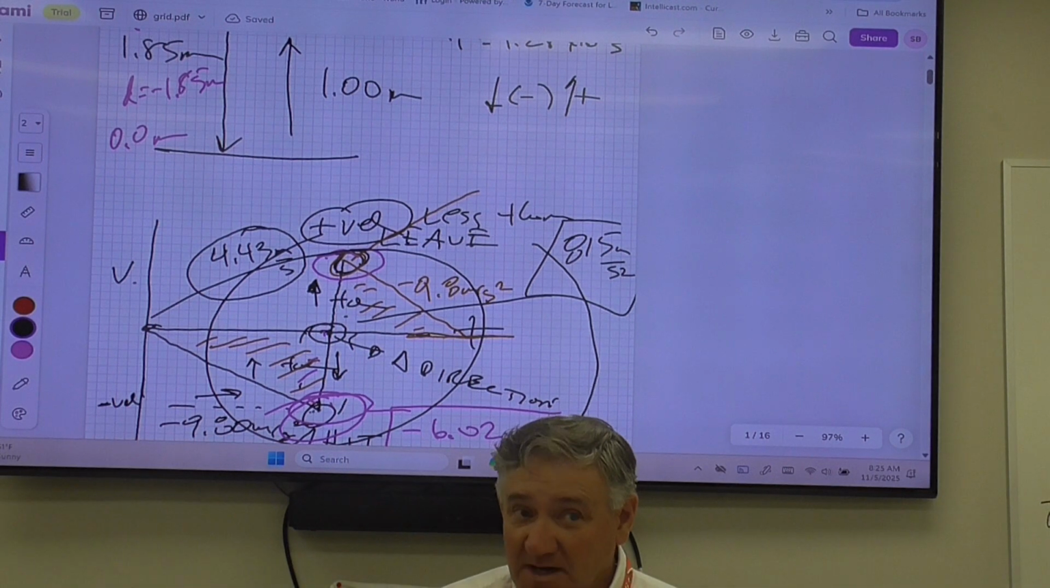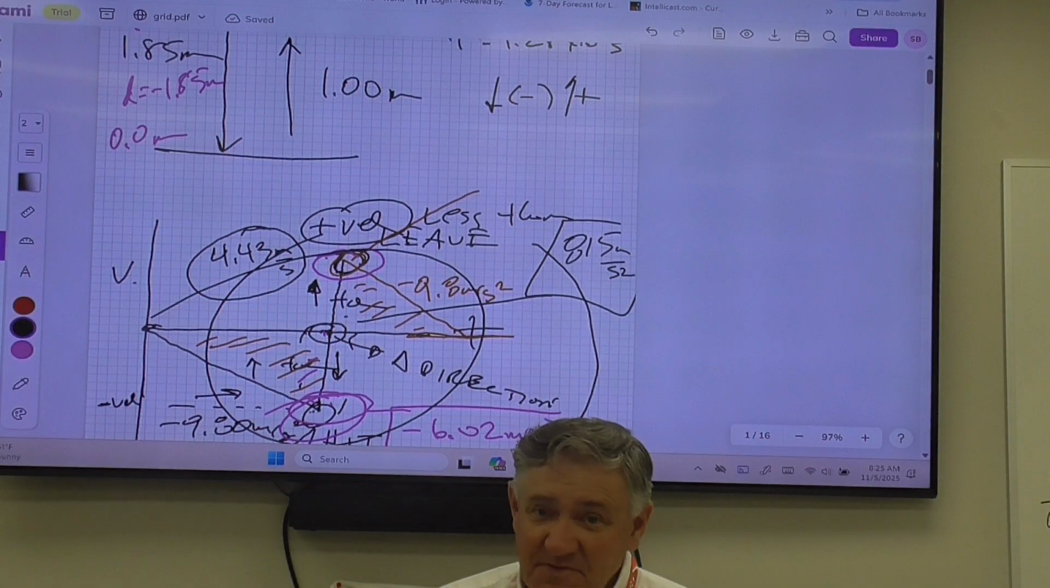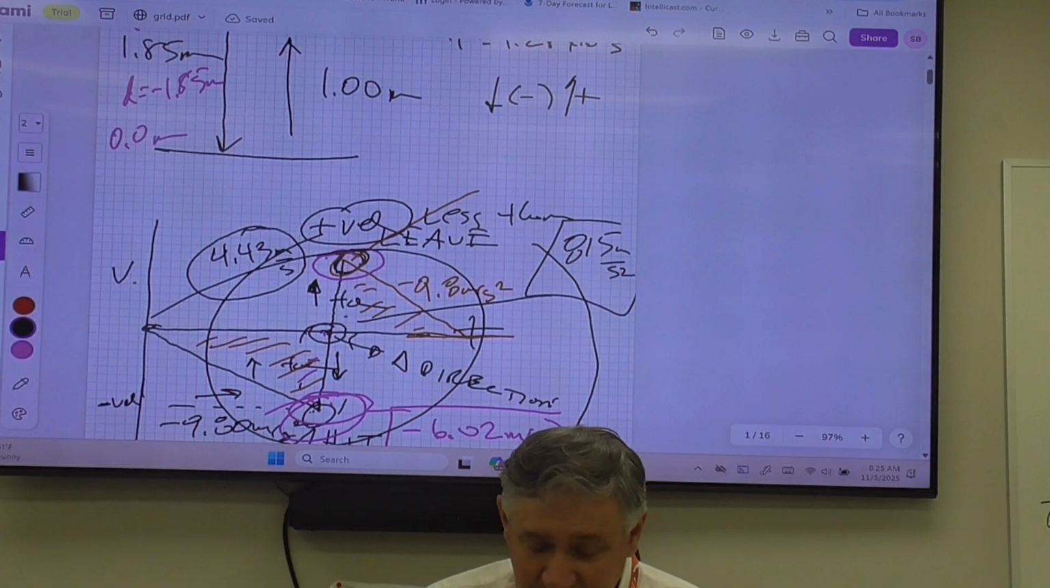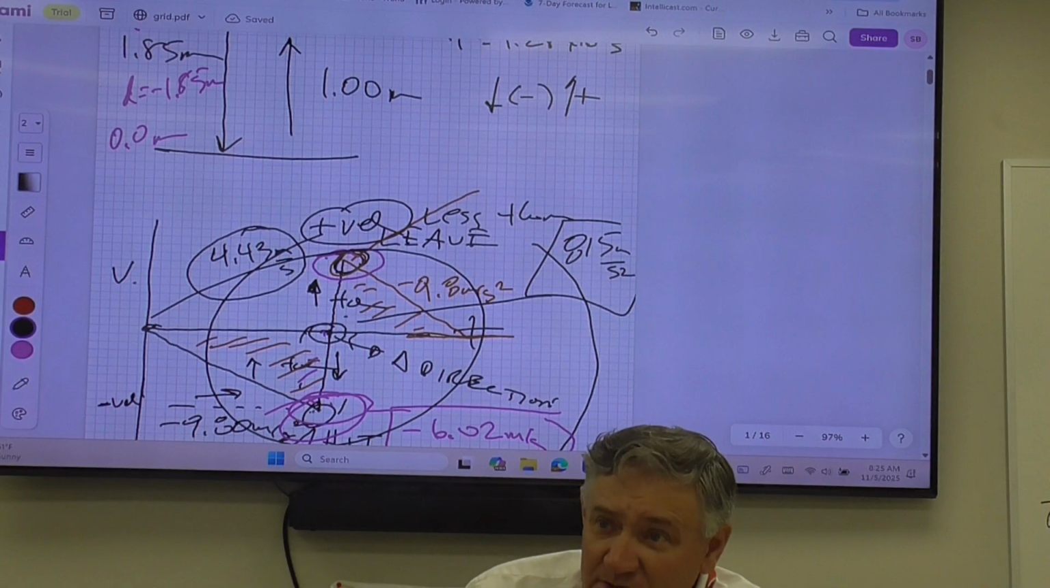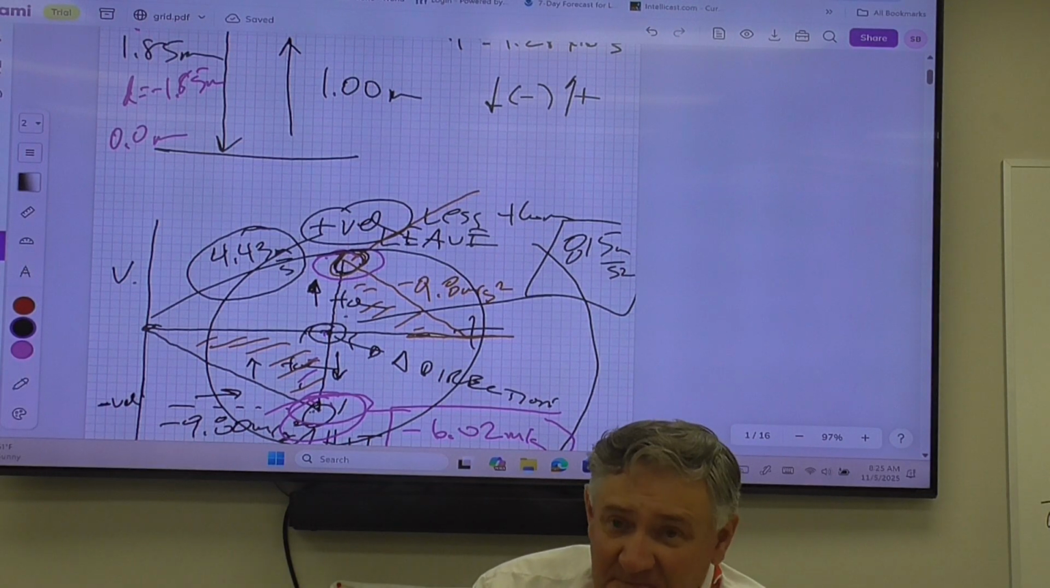That's it. What if we did it on the moon? The only thing that changed is the acceleration due to gravity, 1.63, but it's still the same idea. So you know this problem is going to be on the test.